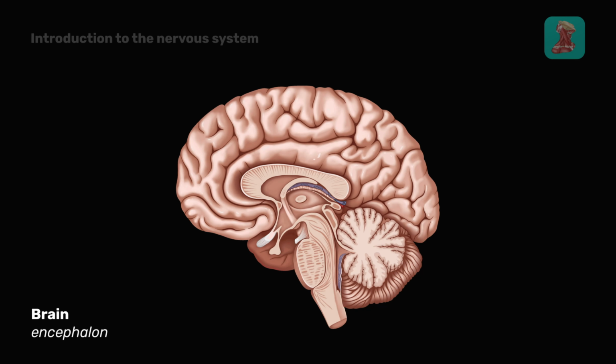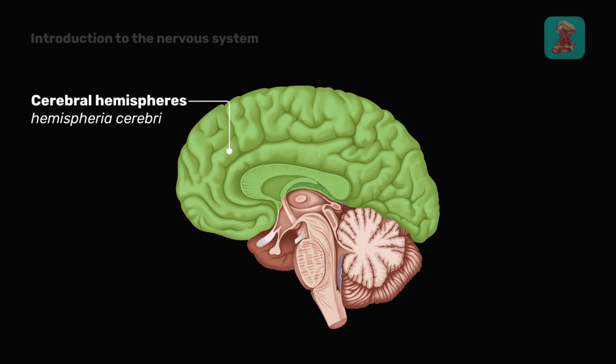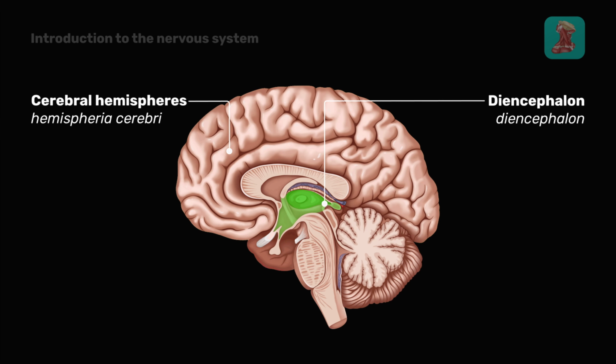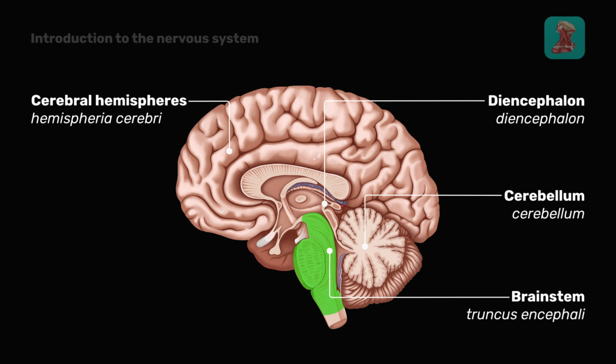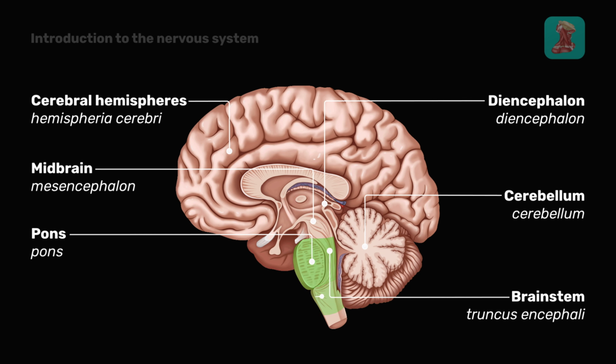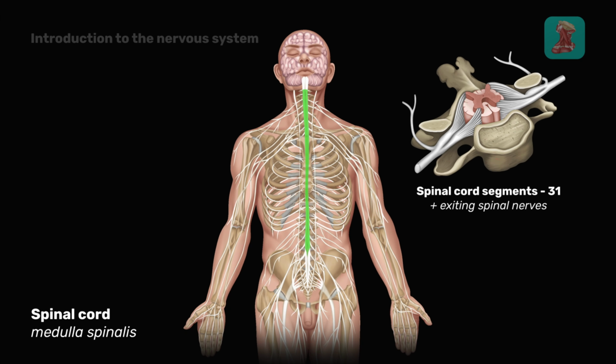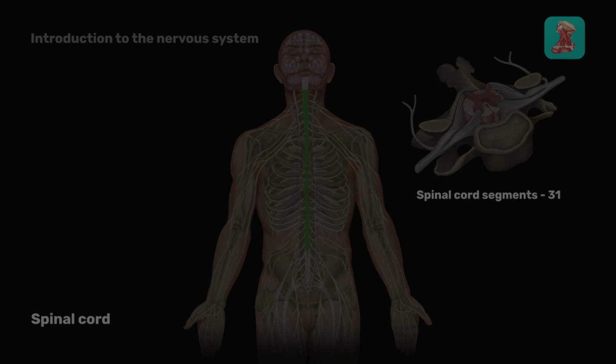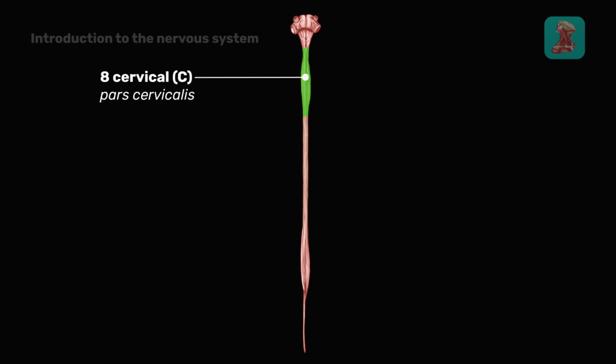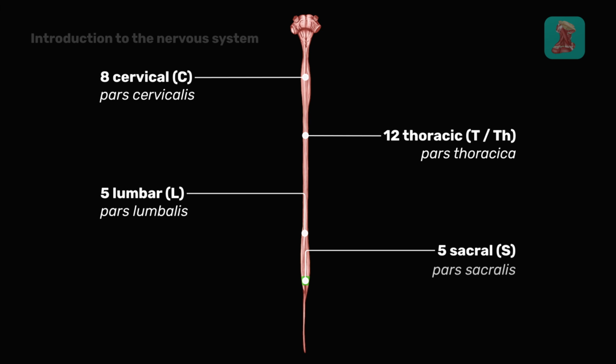The brain consists of several large parts. These include the cerebral hemispheres, the diencephalon, the cerebellum, and the brainstem. The brainstem includes the midbrain, the pons, and the medulla oblongata. The spinal cord divides into 31 segments. Starting superiorly, there are 8 cervical, 12 thoracic, 5 lumbar, 5 sacral, and 1 coccygeal segments.